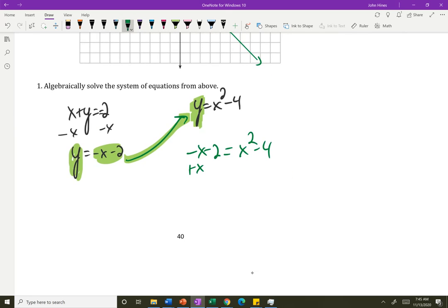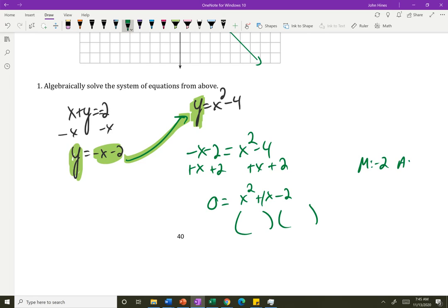And when we solve quadratic equations, we set it equal to 0. So x squared plus x minus 2 equals 0. I set it equal to 0 so I can factor it, and I'm going to ask myself, what multiplies to negative 2 that adds to positive 1? Well, x plus 2, x minus 1. So I get x equals negative 2 and x equals 1.